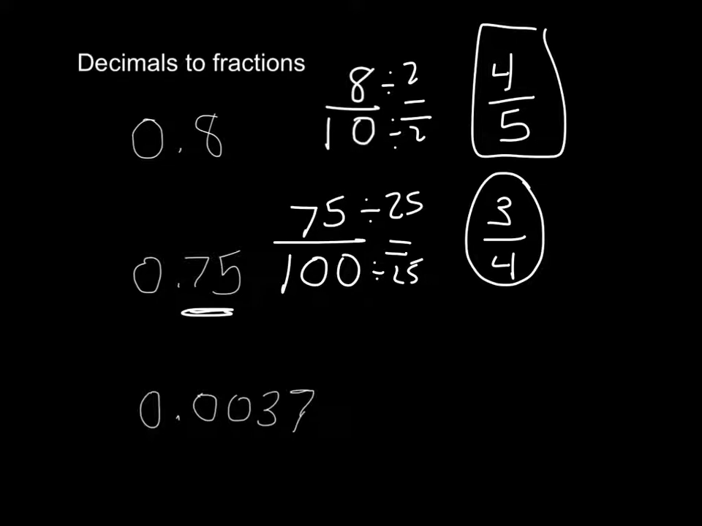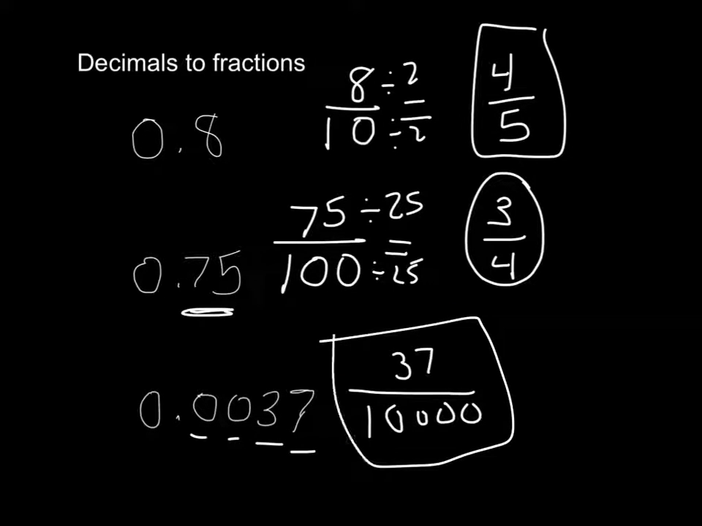The last one here, we have 1, 2, 3, 4 place values. So we're going to take that number without the decimal point. Notice how I don't include those leading zeros. They're not going to mean anything in front of the 37 here. But I am going to put 4 zeros on the bottom, because although they mean nothing up here, they do mean something down here. So 4 place values, 4 zeros. I have 37 over 10,000. And that cannot be simplified, so that is your final answer there.